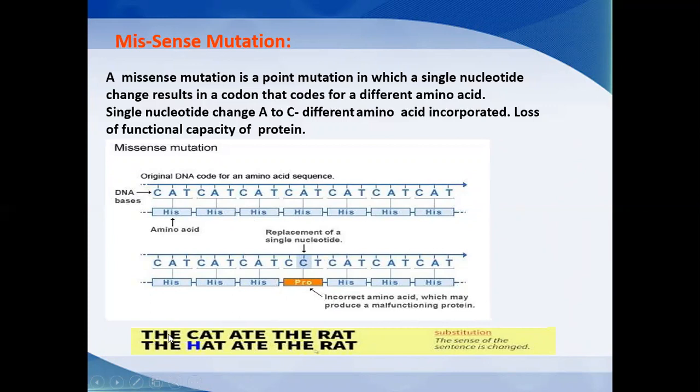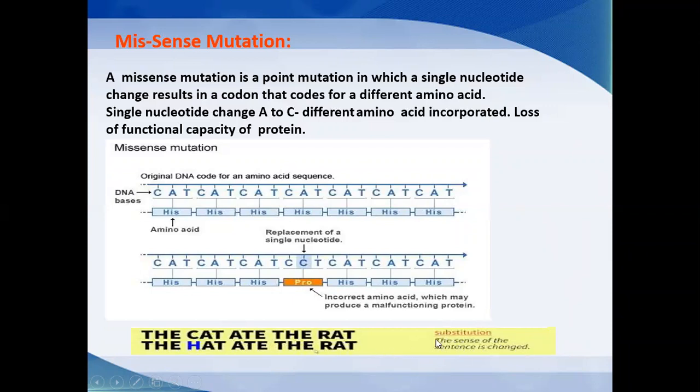For example, one more analogy for missense mutation is 'the cat ate the rat.' This is a sentence having three-letter words. In one of the three-letter words, a letter is replaced by another letter, and the meaning is completely changed. The C is replaced by H, and the sentence becomes 'the hat ate the rat.' So the sense of the sentence is changed.